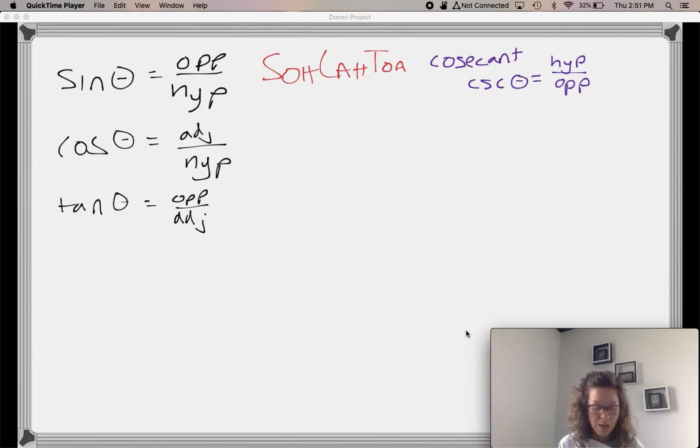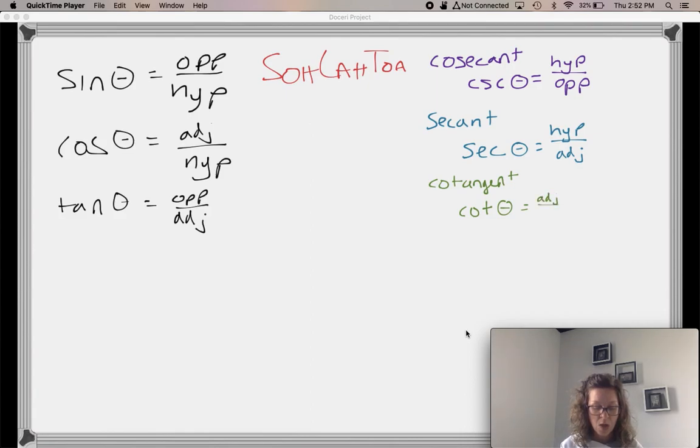Then cosine has a reciprocal that is named secant. So secant of an angle then is taking cosine and flipping it upside down. So that is hypotenuse over adjacent. And then tangent has a reciprocal that is named cotangent, and its abbreviation is COT. Cotangent of theta, take that tangent, flip it upside down. So that is adjacent over opposite.